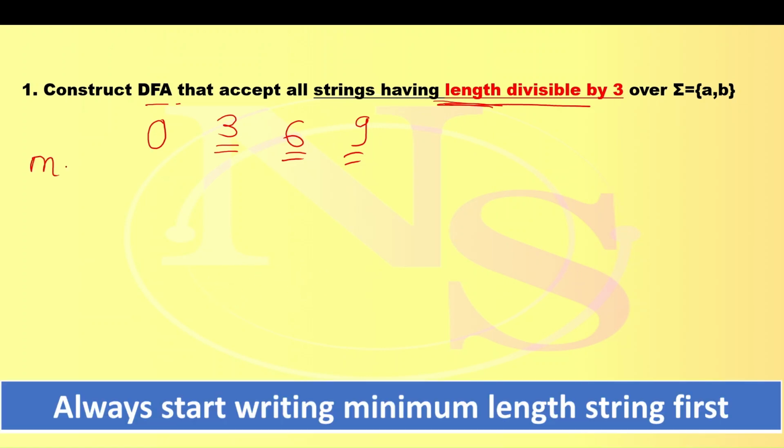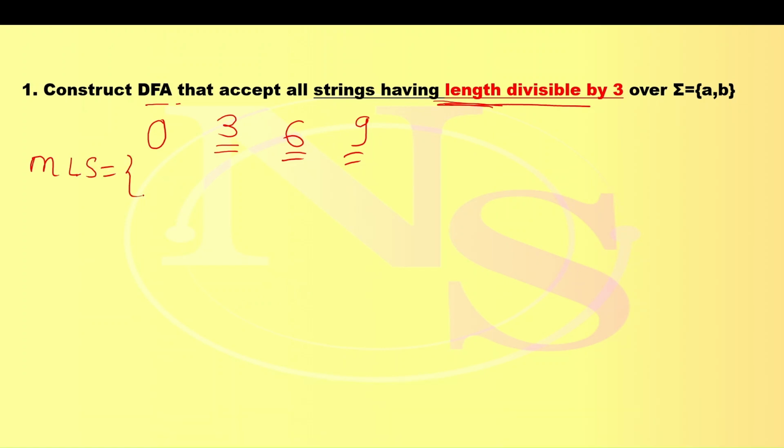Now try to write down the minimum length strings as per the given condition. The condition says that the string length should be divisible by 3, and we have already written the numbers which are divisible by 3: 0, 3, 6, 9. So what is the string whose length is 0? We know epsilon. Epsilon is the empty string whose length is 0. What are the strings whose length is 3?